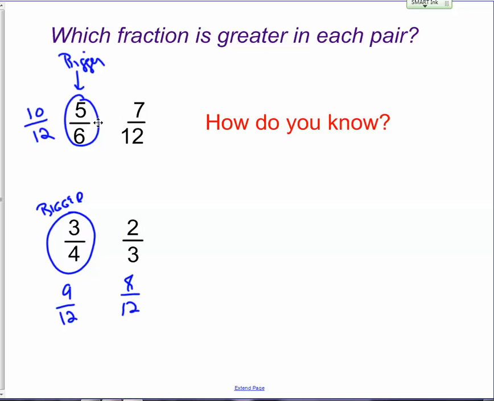And the same with these. 5/6 is closer to 6/6 than 7/12 is. This is closer to a half, so we know 5/6 is bigger. We just did a check to make sure by finding out how many 12ths it would be. And we knew that 3/4 is closer to 1/2 than 2/3.